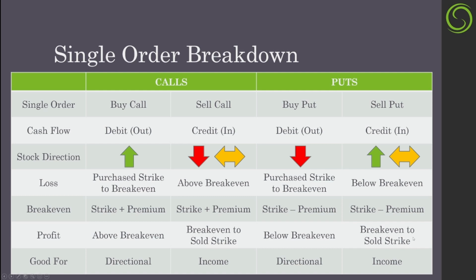Okay, there's a strike you sold. Just incremental profit between your break even to your sold strike. Anything above the sold strike is just your max profit. And this is going to be really good for income strategy.